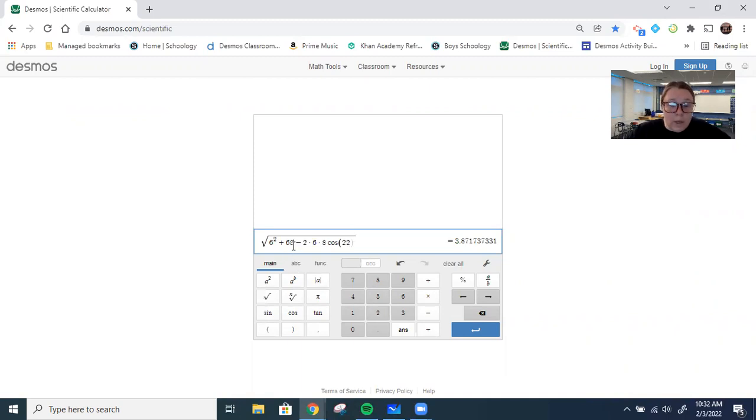Hang on a second. No, I don't. What's happening? This is 8 squared. Who's yelling at the TV? Or not the TV, the computer. I didn't square it. 6 squared plus 8 squared minus 2 times 6 times 8 times the cosine of 22. So I get 3.32, right? 3, that's a 1, but that 5 bumps the 1 up to a 2. 3.32.